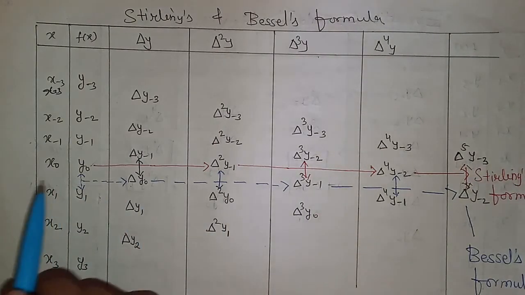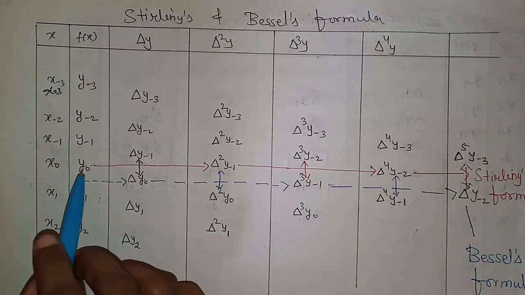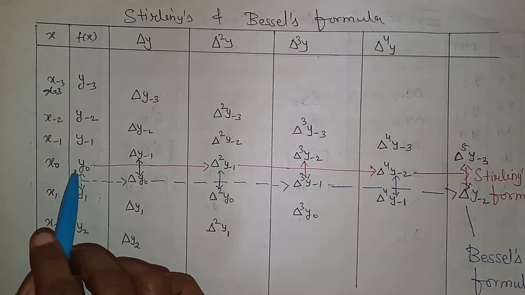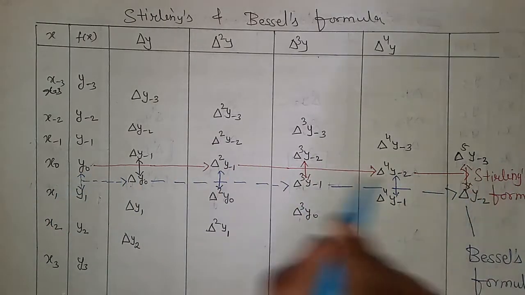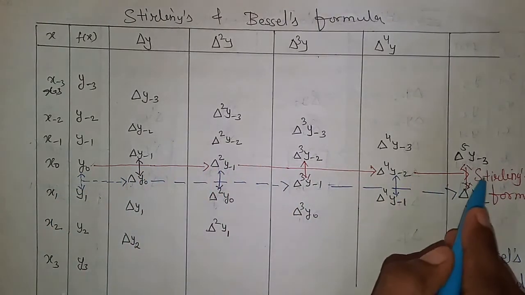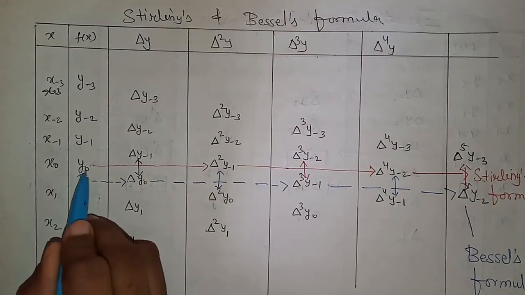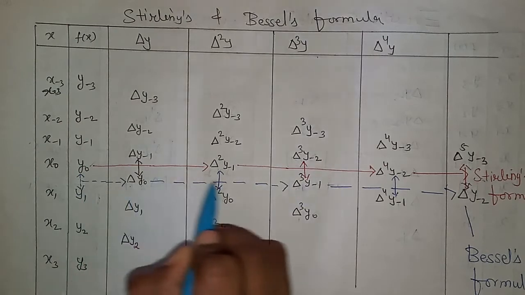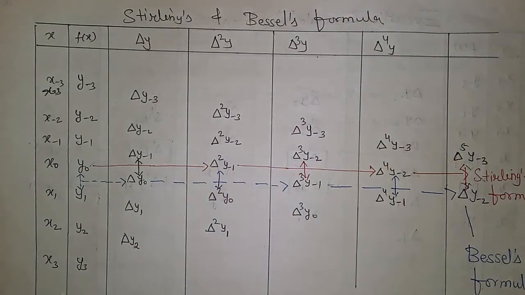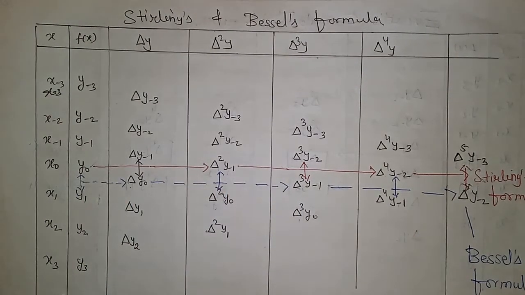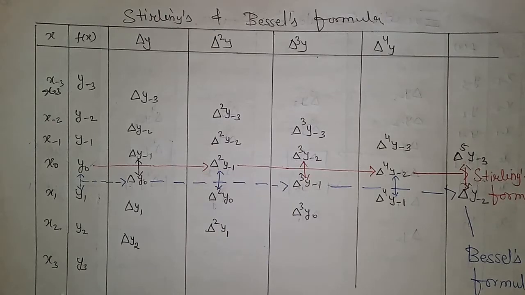You always have to take care: if we draw a straight line from y0, that is the formula for Stirling interpolation. And if we draw a line between y0 and y1, then it is the formula for Bessel's interpolation. I hope now you understand how to find values using this table.